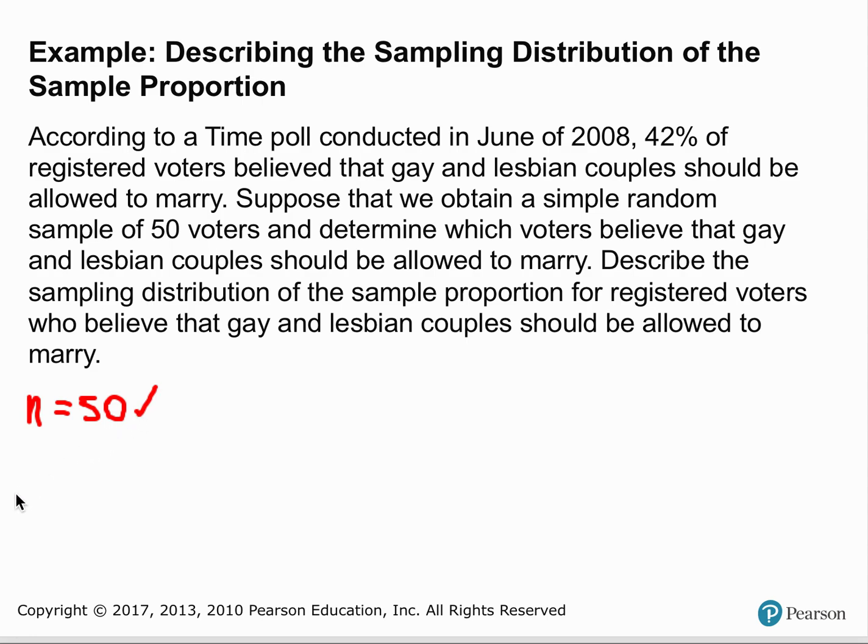Then I have to say n times p, 0.42, times 1 minus p, so 0.58. You can put it on your calculator if you want. I have to make sure that's greater than 10. 50 times 0.42 times 0.58 is 12.18. So now I can describe it. I know that it's approximately normal.